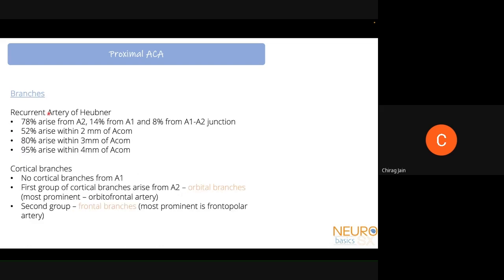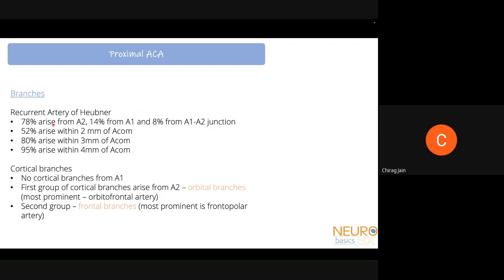The other branches which arise from the ACA, which are important, are the recurrent artery of Heubner. This is one of the most important branches of the proximal ACA. 78% of the recurrent arteries of Heubner arise from A2 itself. 14% of them arise from A1, and 8% arise directly from the A1-A2 junction, where the ACOM is.